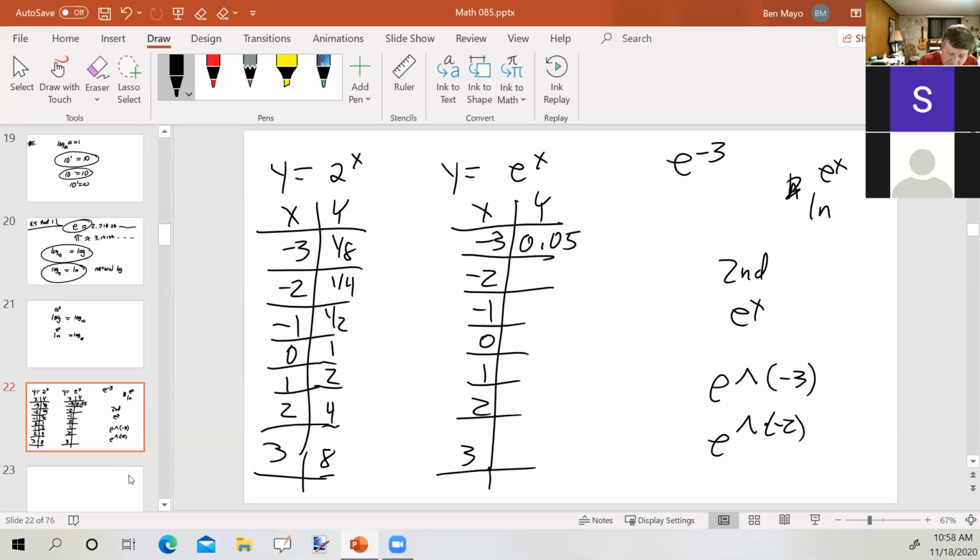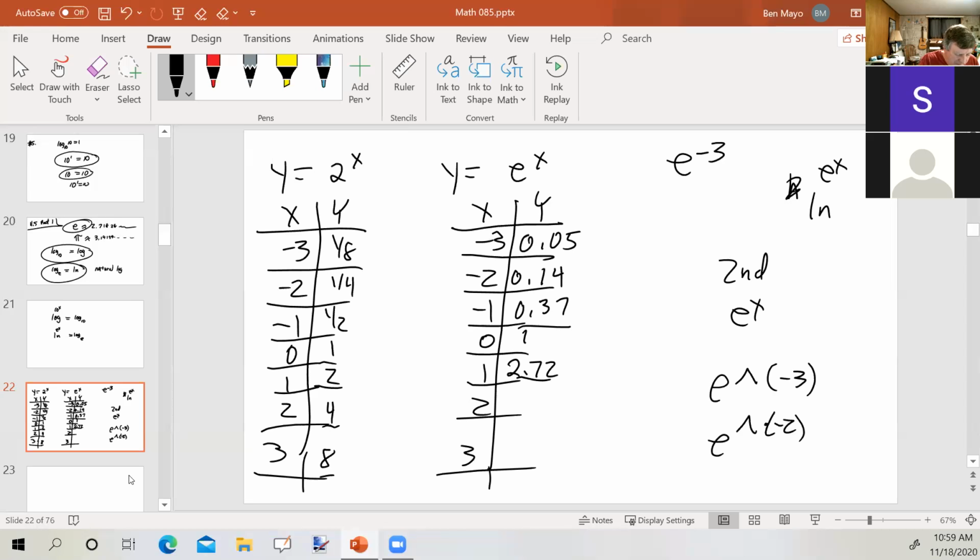And that comes out to be approximately 0.14. And then e to the -1 power comes out to be 0.37. What's e to the 0 power? That's 1. What's e to the 1 power? Well, let's see. E to the 1 power should just be e, which is 2.718, so roughly 2.72.